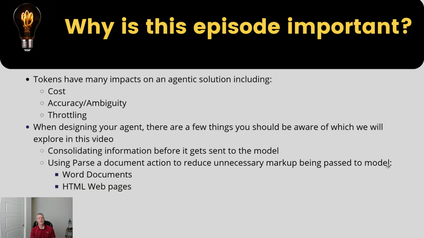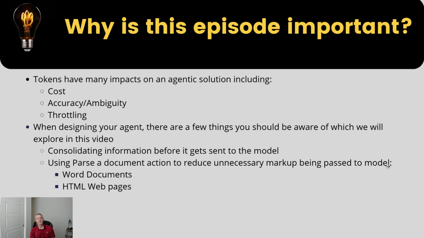So tokens have many impacts on an agentic solution. This would include cost, which we're all interested in, but we're also interested in accuracy and reducing ambiguity. So this also becomes quite important. And throttling. Throttling is another piece to this as well.